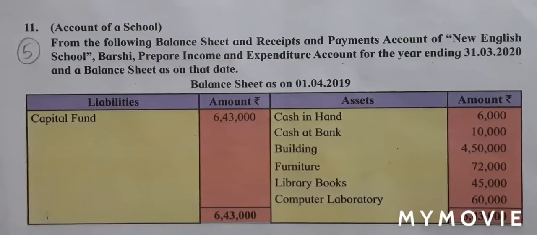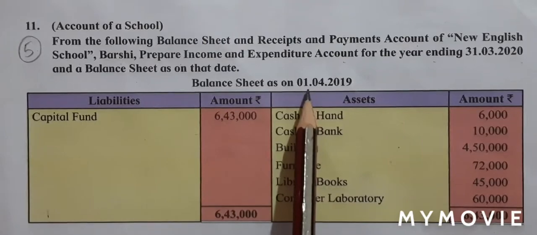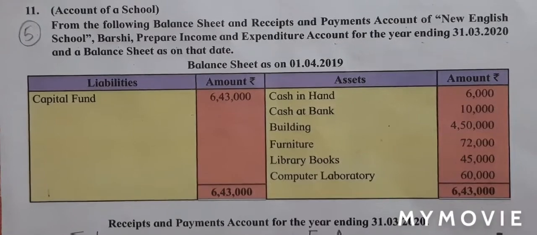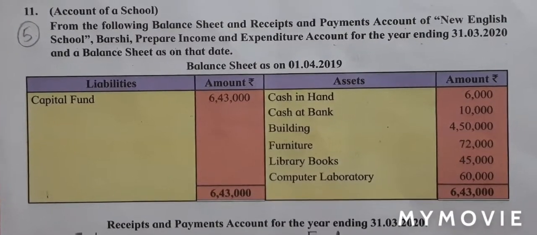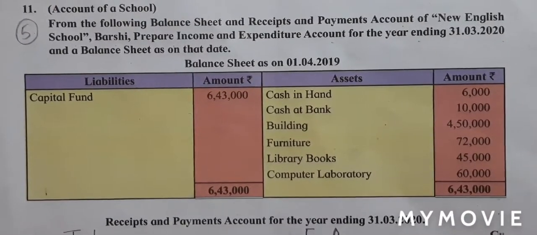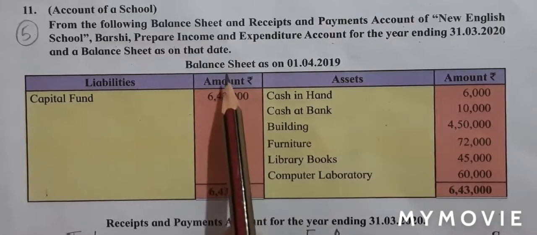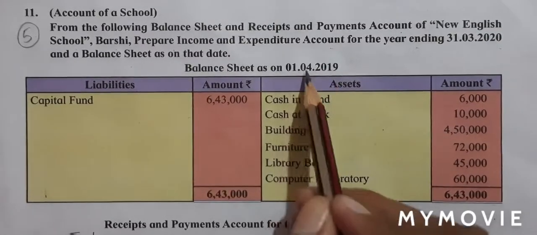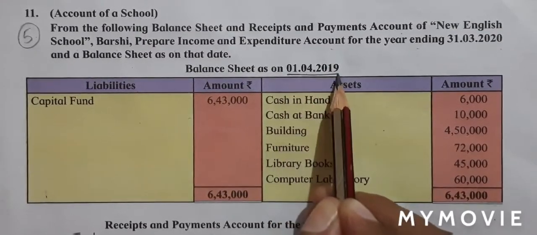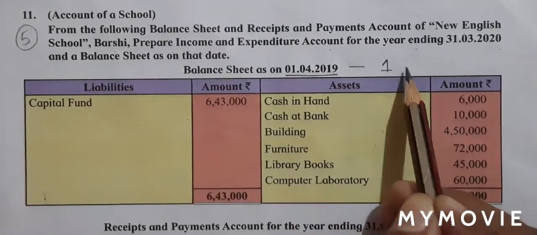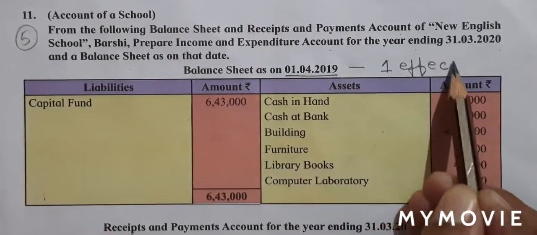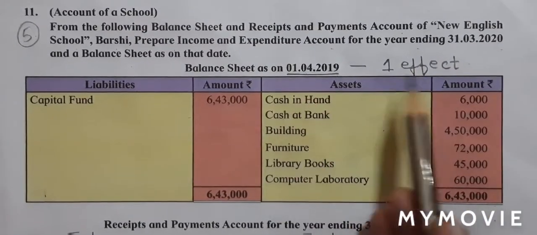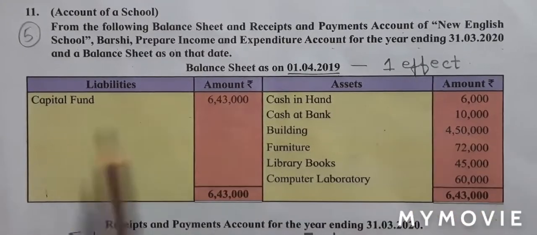Step number 2 will be reading the balance sheet and marking a star in our receipts and payment. But students, before we go ahead, you have to remember certain points in your mind with regard to the balance sheet. Balance sheet as on 1st April 2019. This is my opening balance sheet. As you know, opening has only one effect. So this is the first and most important point that you need to keep in your mind. Opening balance sheet will have only one effect.